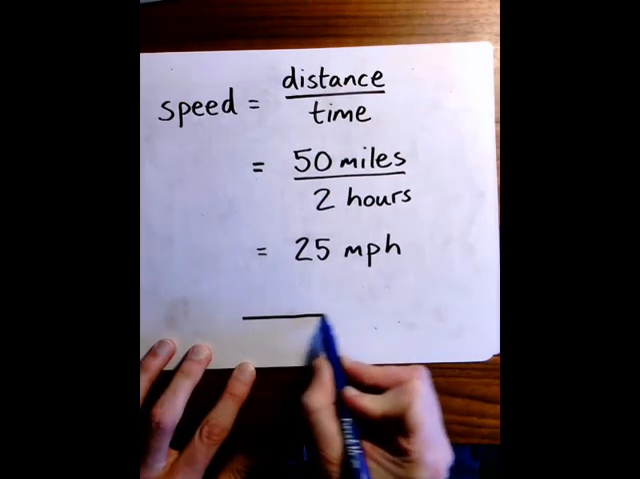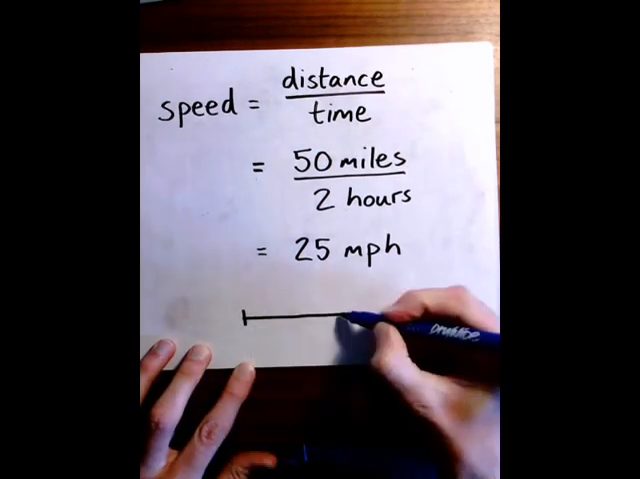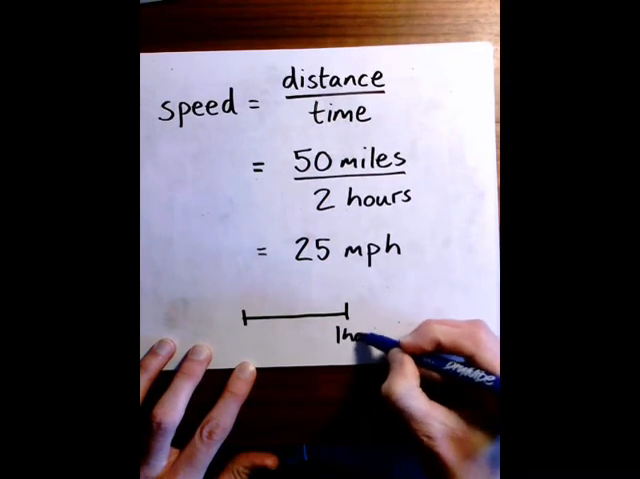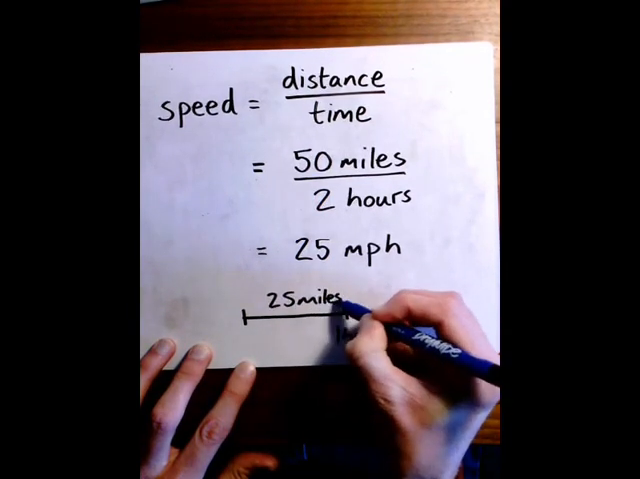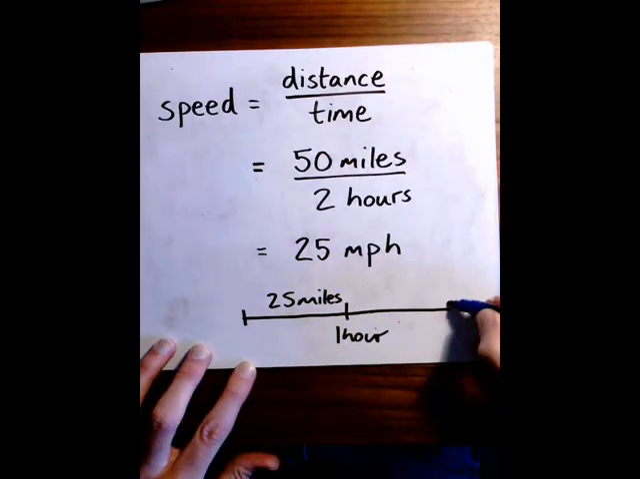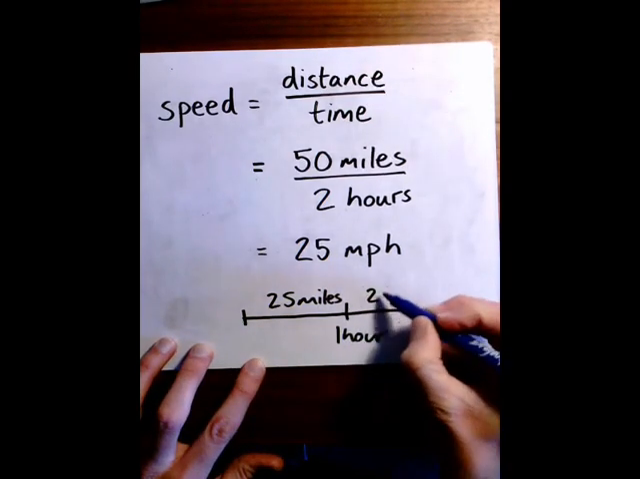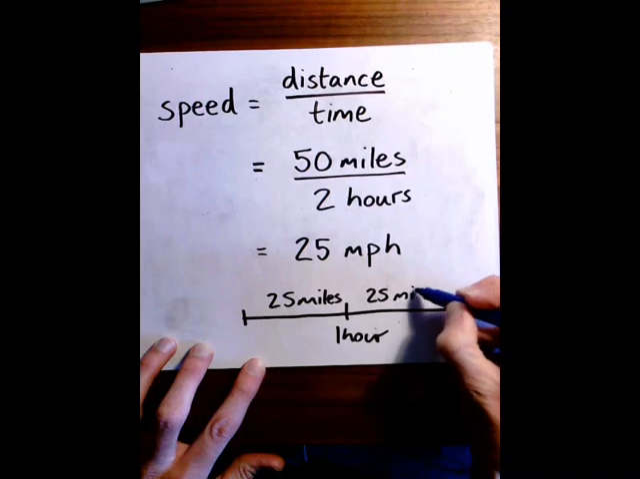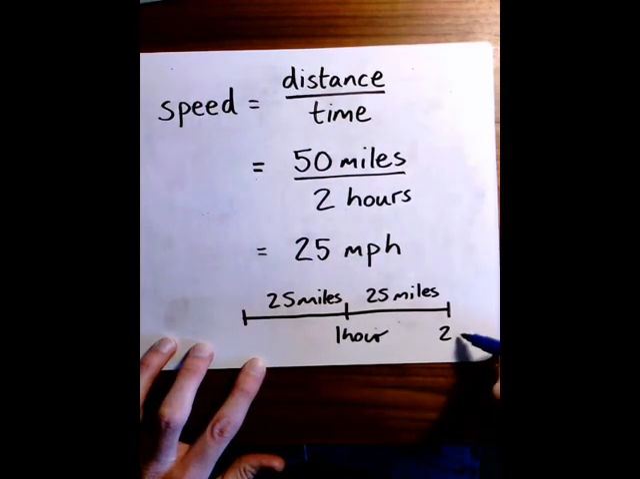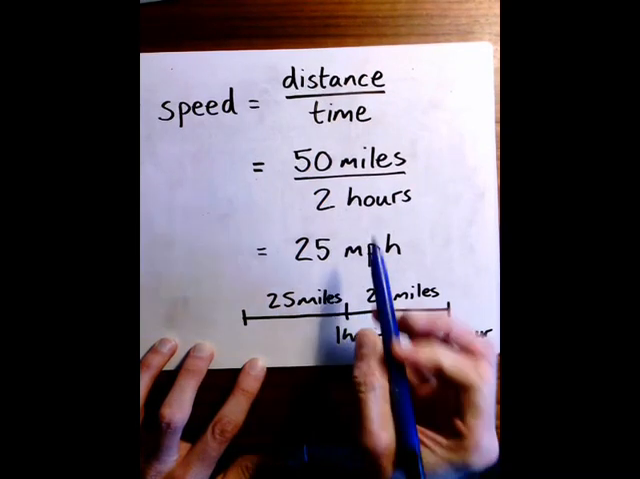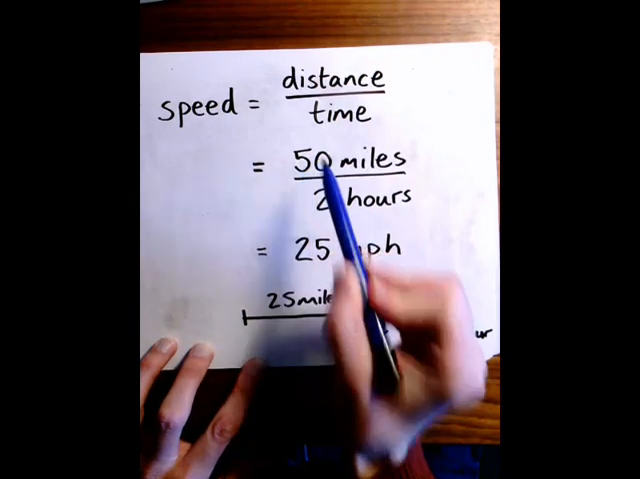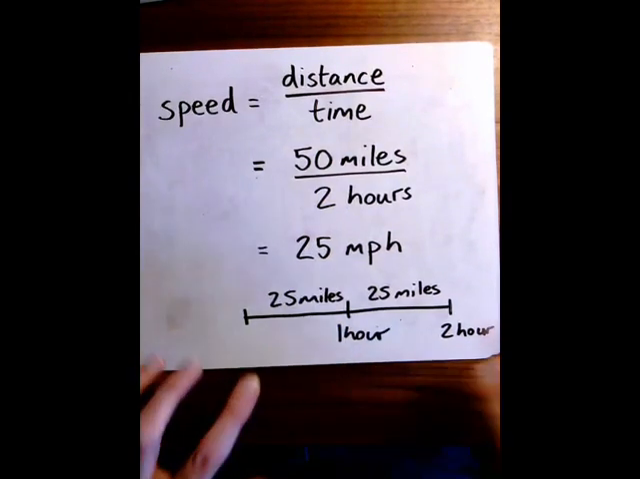So if I imagine within my first hour, I'm going to be covering 25 miles. And in my second hour, I'm still going to be moving at that same speed. I'll cover another 25 miles. And that would take me up to 2 hours of travelling. So overall, I've covered 25 plus 25. I've covered my 50 miles in that time period.